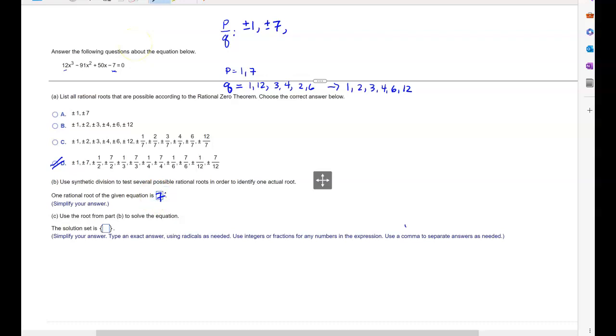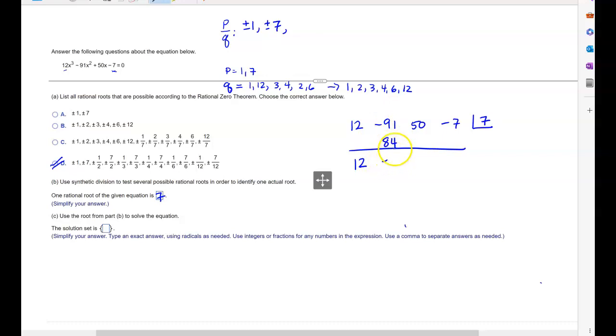Now use the root from this letter B here to solve the equation. So we want to solve this equation. Then we can use synthetic division in this case. So you have 12 minus 91. And then 50 minus 7. And we got the 7 as a 0. So you have 12 times 7. That is equal to 84. And then you add this.